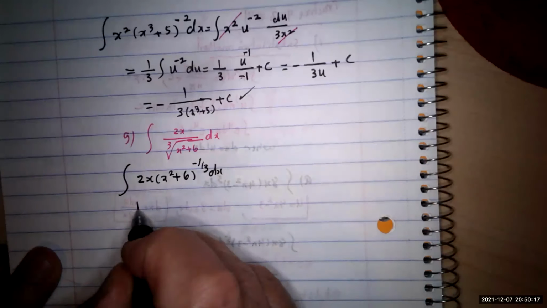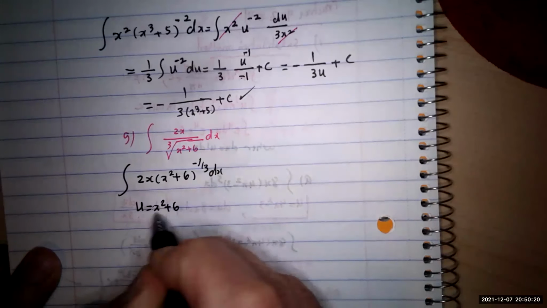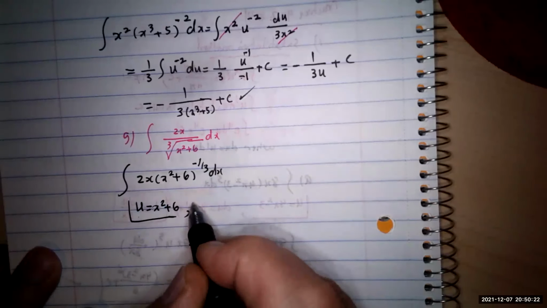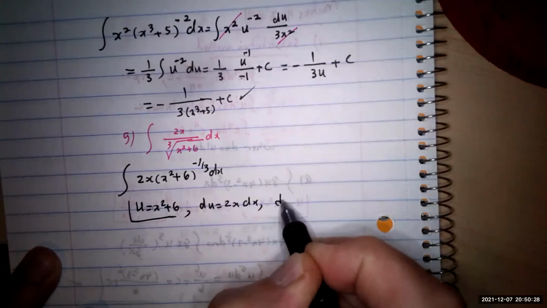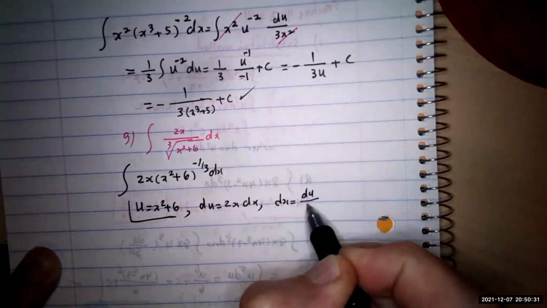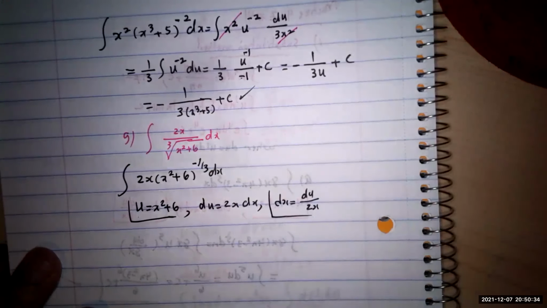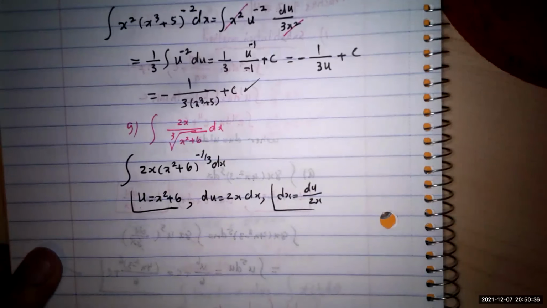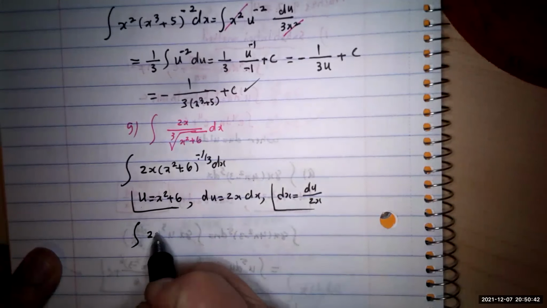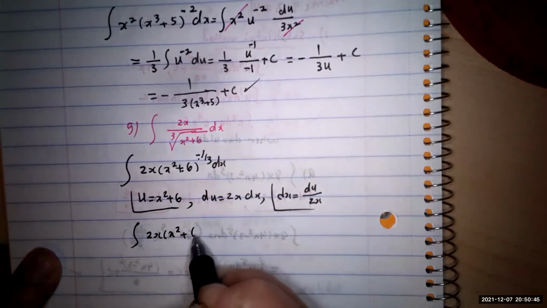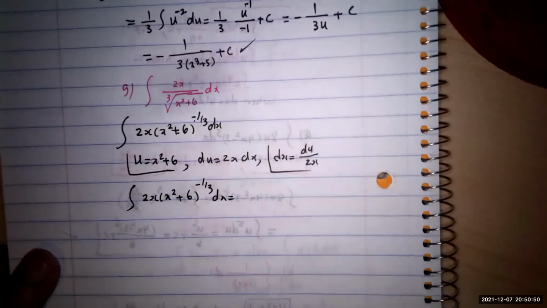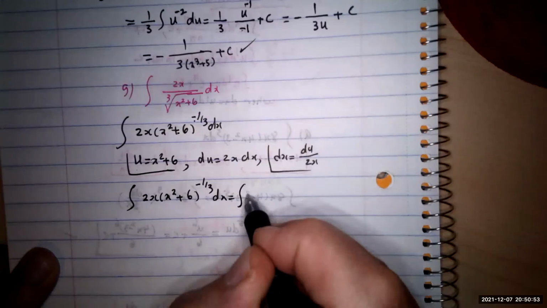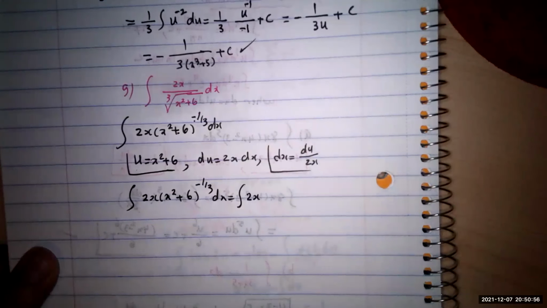So you take the u to be x squared plus 6. You find the du, which is 2x dx. Then you go for the dx, which is du over 2x. Go back, substitute. If everything's all right, you should get u to the negative third. So 2x times x squared plus 6 to the negative third dx. Substitute. You don't have anything for the 2x. Don't worry. It's going to be canceling out.